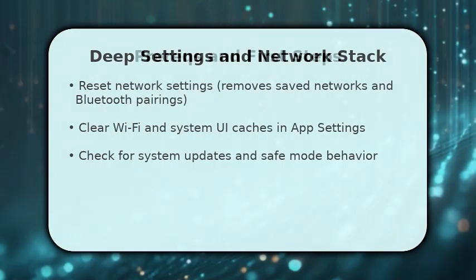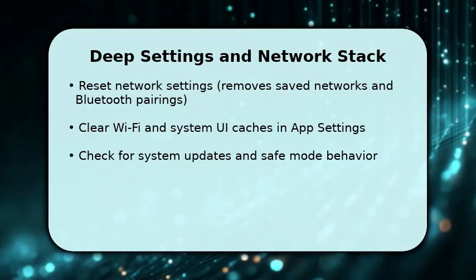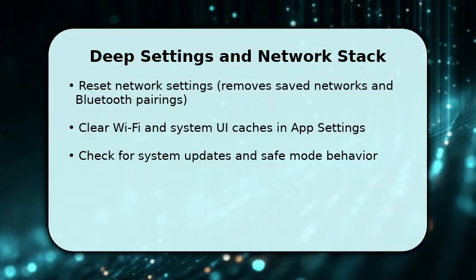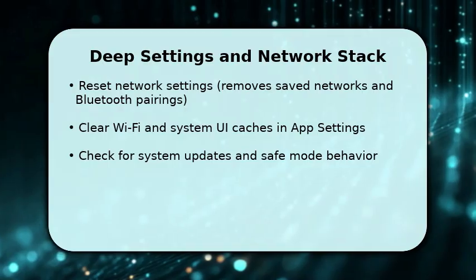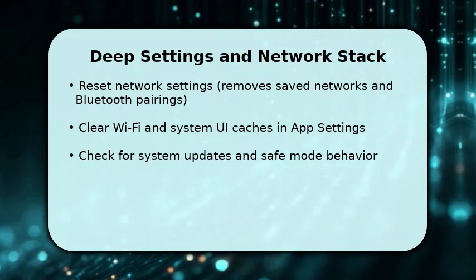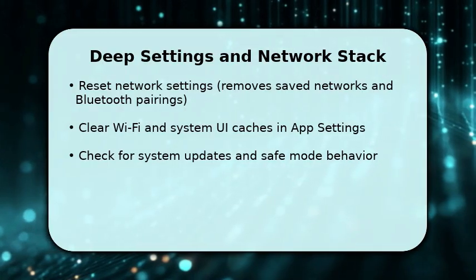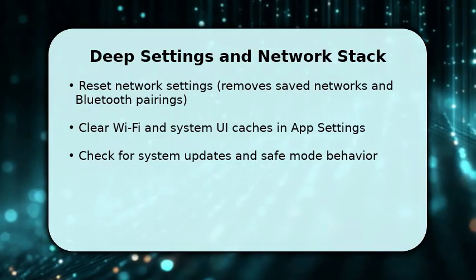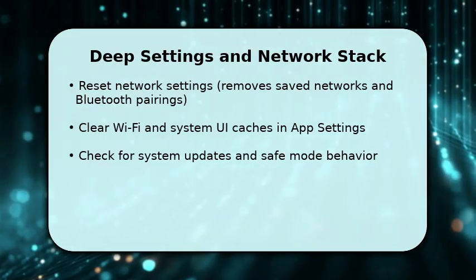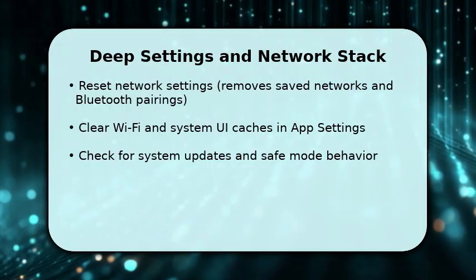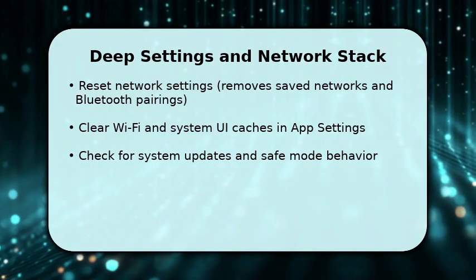Now you reset the network stack because corrupted settings often block Wi-Fi. Go to Settings, System, Reset Options, Reset Wi-Fi, Mobile, and Bluetooth. This clears config conflicts. Next, clear cache for the Wi-Fi service or System UI under Apps to remove corrupted temporary files. Make sure to check for Android updates, as manufacturers patch driver bugs.